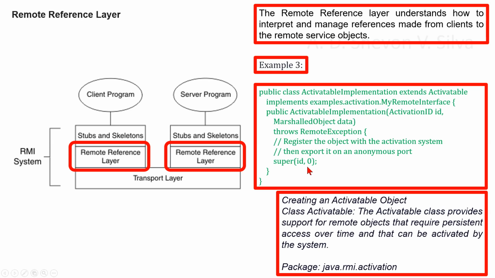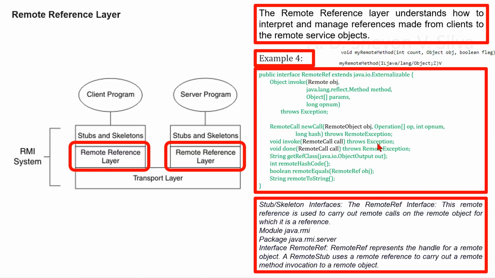As exception example 3, now we are considering the RemoteRef interface in the stub and skeleton interfaces. The remote reference is used to carry out remote calls on the remote object for which it is referenced. The interface RemoteRef represents the handle for a remote object. The remote stub uses the remote reference to carry out the remote method invocation to a remote object.